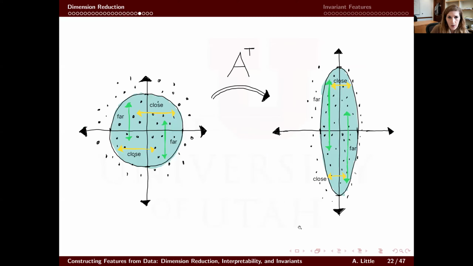Okay, so here's the picture illustrating the idea. At some point, I'll make this look better. This was done on my iPad and I need to improve it.